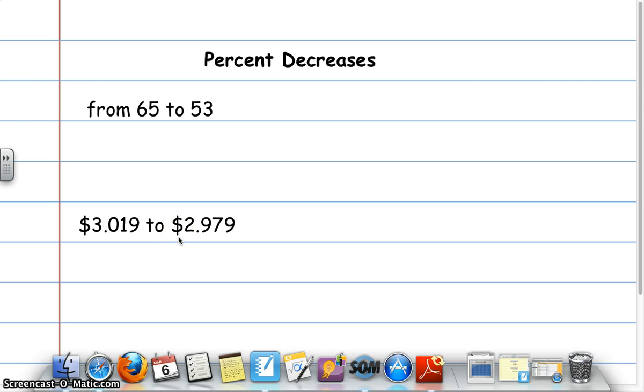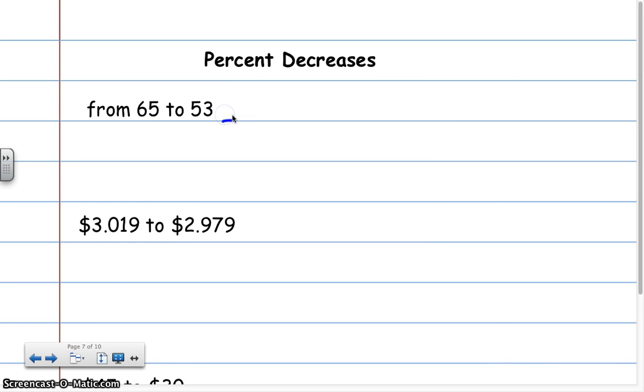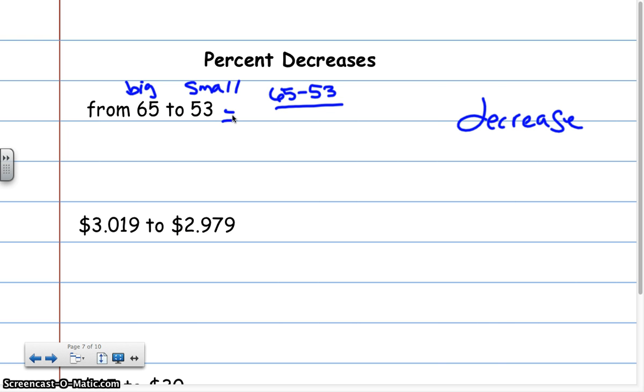Okay, going from 65 to 53. Well, right away I know that I'm going from big to small. Am I increasing or decreasing? Decrease. So I can just write decrease over here, because I went from a big number to a small. I'm getting smaller, I'm decreasing. Now I do my big number, take away my small number, all over my starting number. Where did I start, class? 65. Your starting point is connected to your from. Okay? So I started at 65.